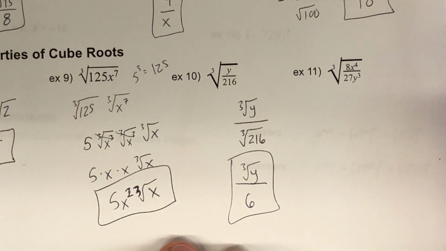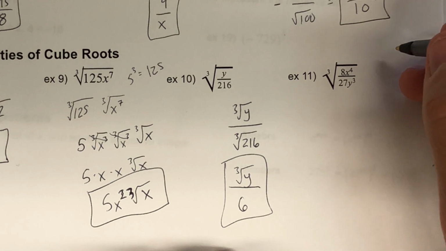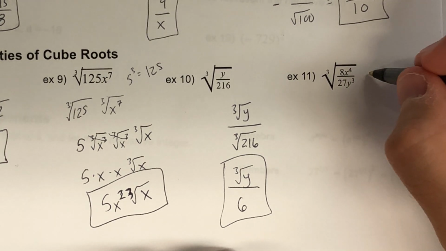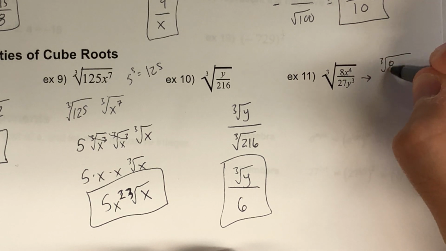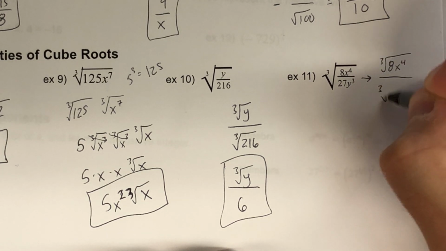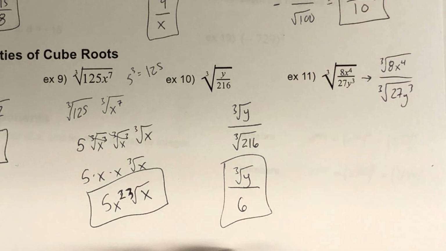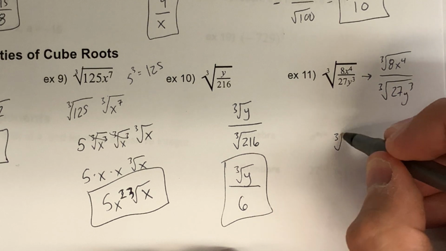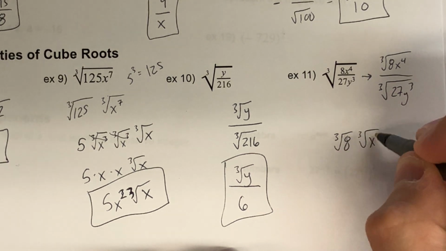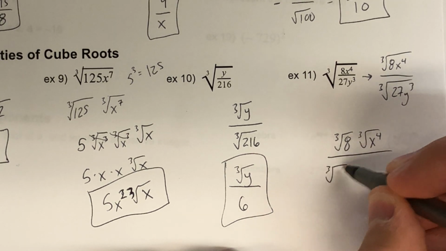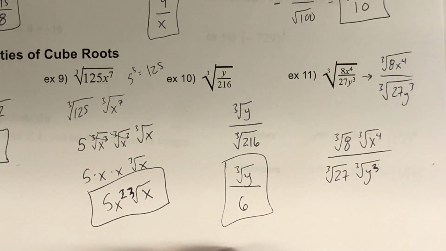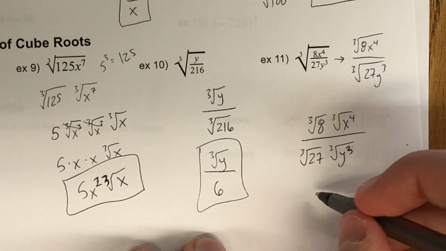Okay. And the last one here, just continuing with these rational exponents. We've got some quotient stuff here, so let's start by separating the top and bottom. We've got product stuff between the two. Up top we've got the cube root of 8 times the cube root of x to the 4th. Down below we have the cube root of 27 times the cube root of y to the 3rd. The cube root of 8, well that's 2, since 2 cubed is 8.